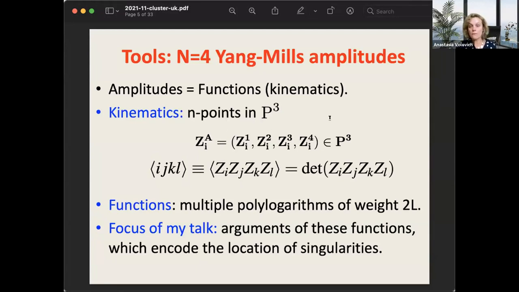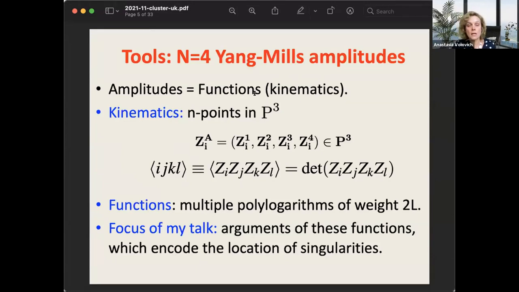Because of a certain property of this theory, one can build this SL4C invariance. So you can take 4 of these Z's and make a 4x4 matrix, compute its determinant, and that is what is going to be defined by this bracket. Momentarily you'll be seeing a lot of these brackets ijkl. So that's what these are. These are the variables of these functions. I'll have all the examples momentarily.